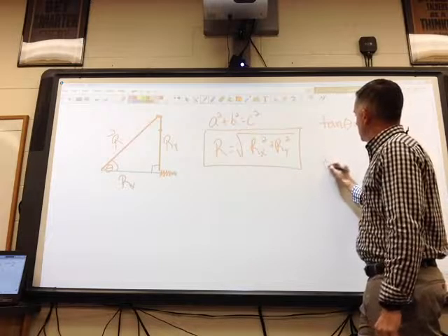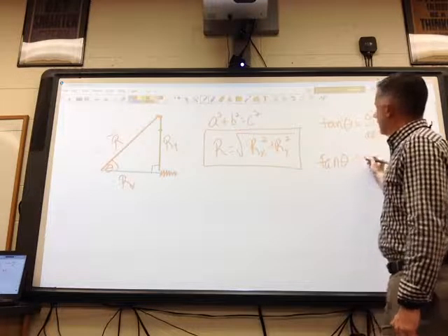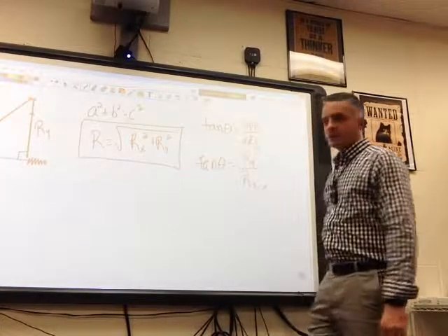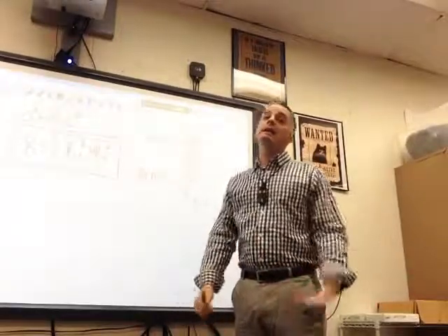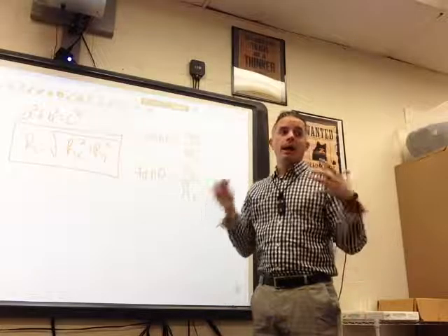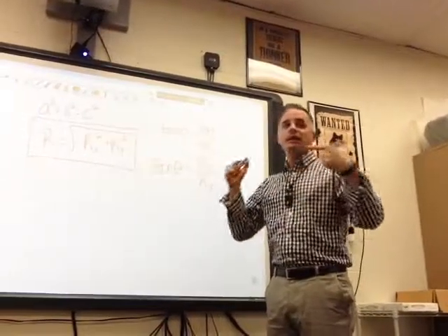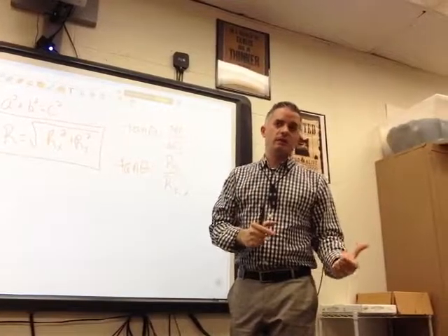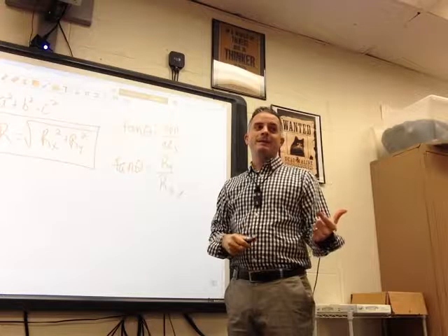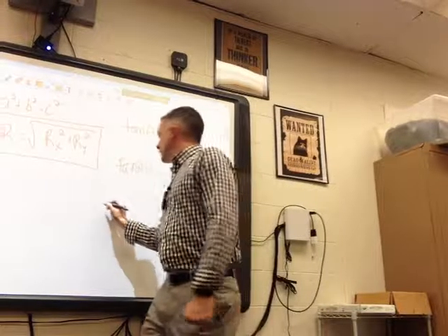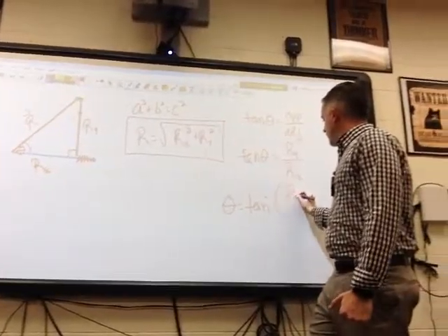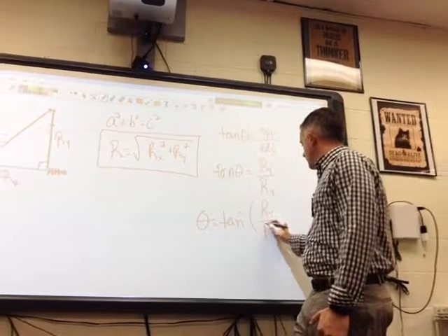So in this case, tangent of theta, the opposite is R sub y over the adjacent is R sub x. But I don't want tangent theta, I need theta. How do I get just theta? Inverse tan. So theta is equal to the inverse tan of R sub y over R sub x.